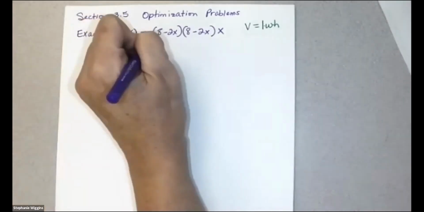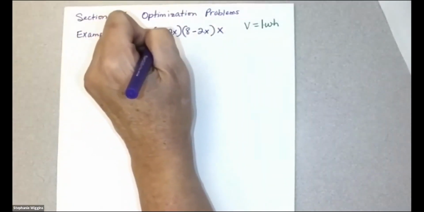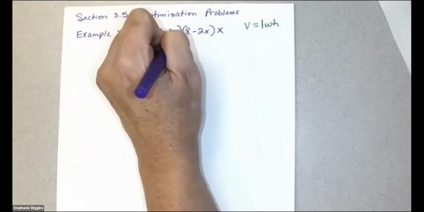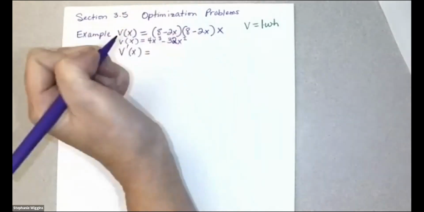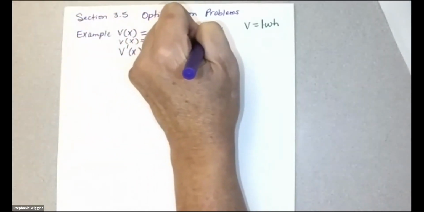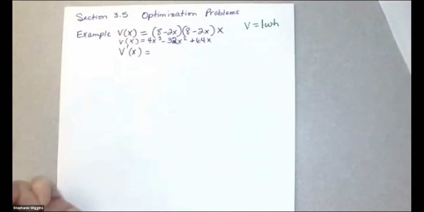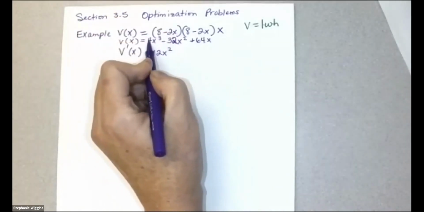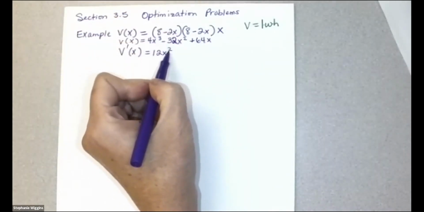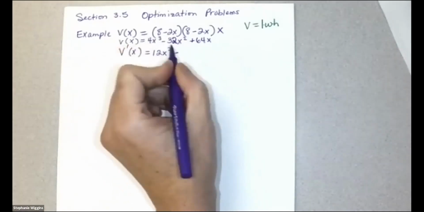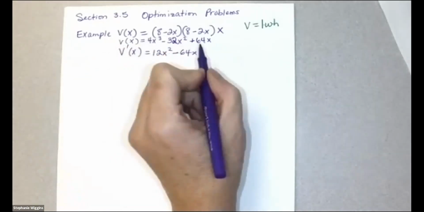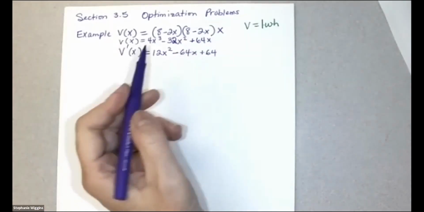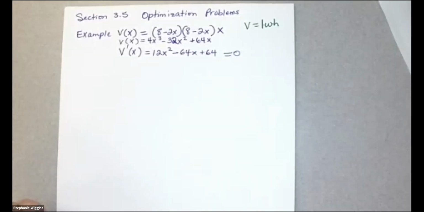All right. If you multiply this out, you get 4x cubed minus 32x squared plus 64x. And so taking the derivative of this, you're going to get 12x squared, right? 3 times 4 is 12, and then you subtract 1 from 3 to get the 2. Then 2 times negative 32 is negative 64x, and here the derivative is just 64. So here is our first derivative. We're going to set that equal to 0.